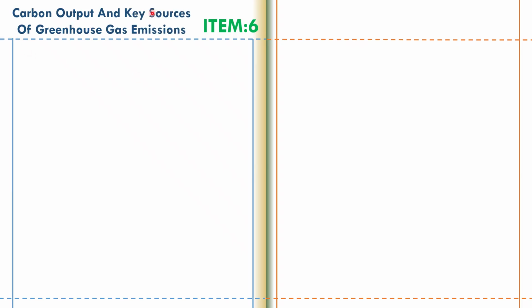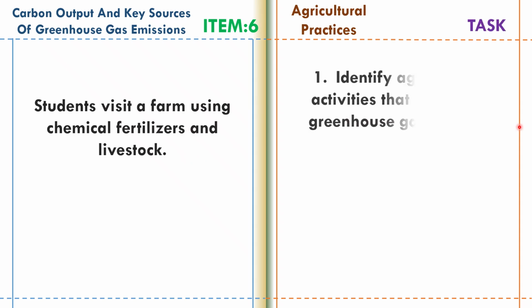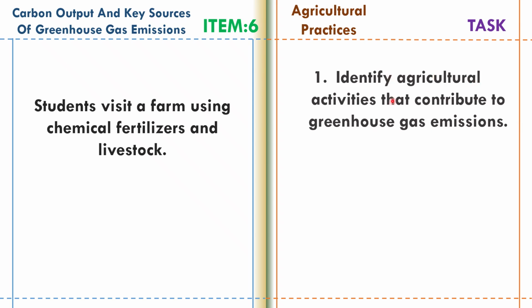Carbon output and key sources of greenhouse gas emissions. Item 6. Let's look at agricultural practices. Students visit a farm using chemical fertilizers and livestock. Task: identify agricultural activities that contribute to greenhouse gas emissions. State the specific gases involved.